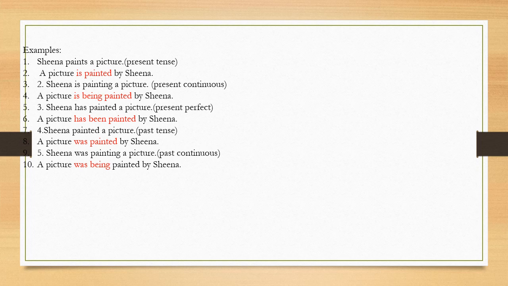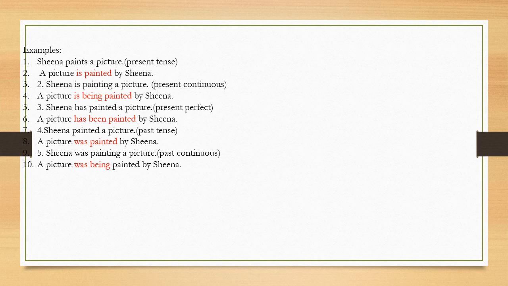Sheena painted a picture. "Painted" is in which tense, students? It's in past tense. So here we use the verb "was painted." What is the new subject? A picture. What is the new verb? Was painted. Add the preposition "by," and the new object is Sheena.